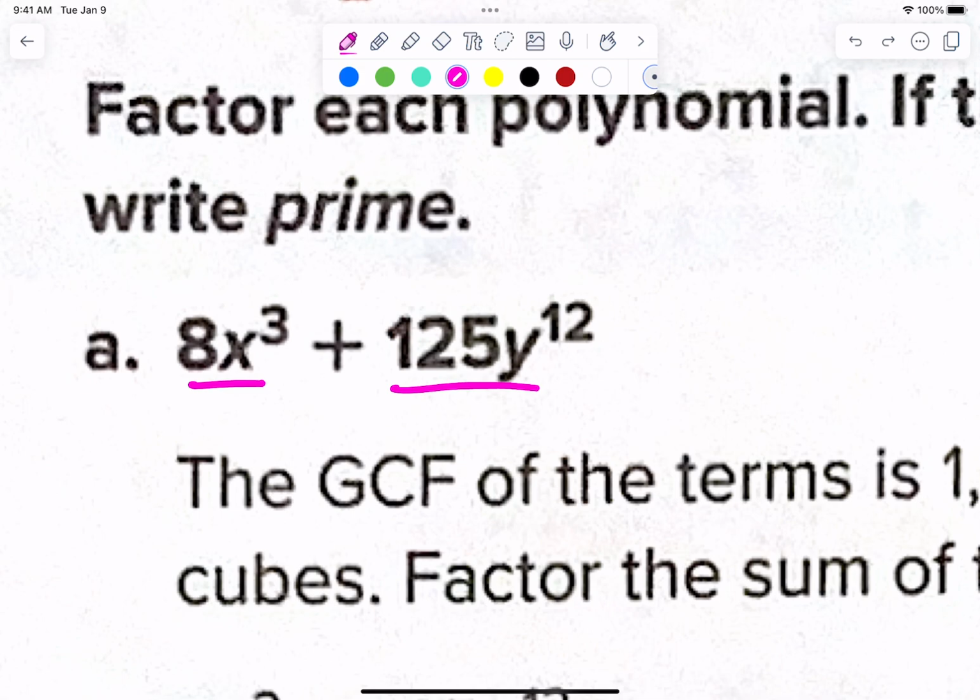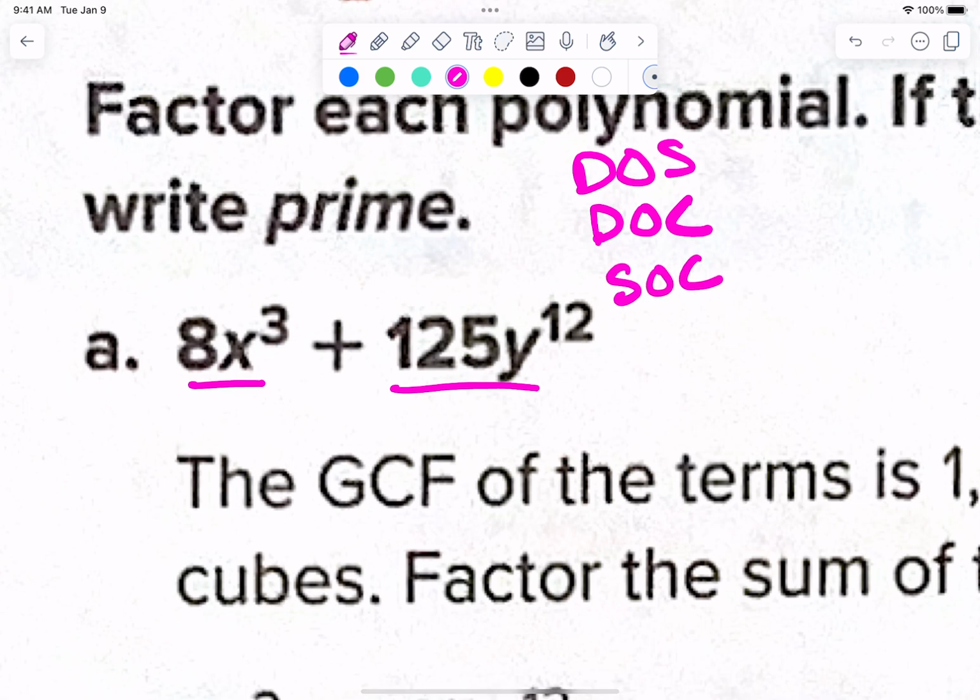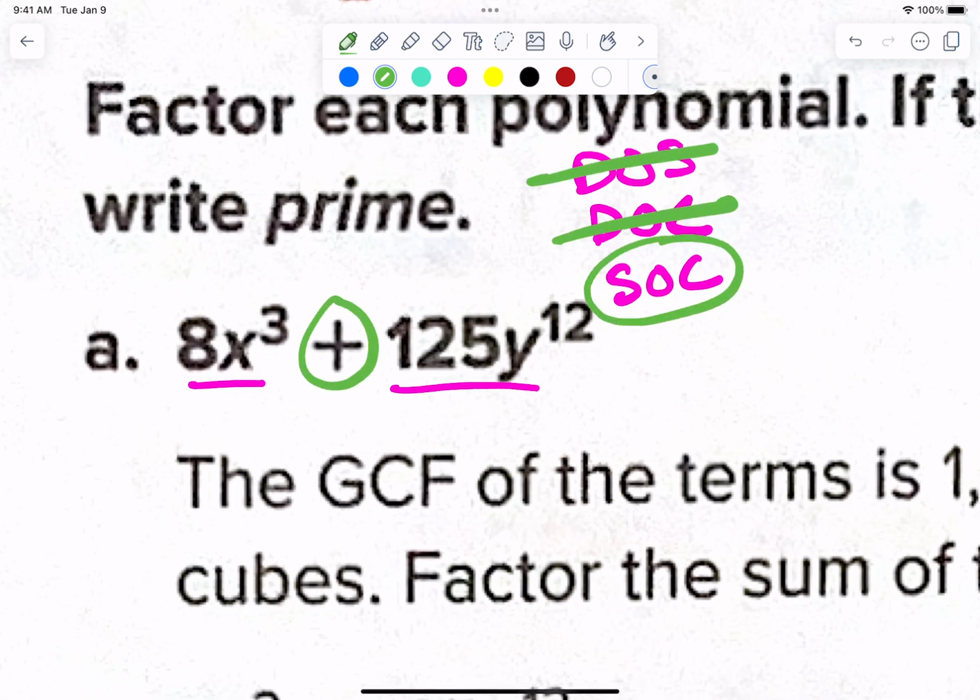So I'm looking for either this is a difference of squares, it's a difference of cubes, or it's a sum of cubes. Okay, it's not a difference because it's not minus, right? So let's look and see if it's a sum of cubes. Sum is plus, right? Can I take the cubic root of 8x cubed? Yes. What's the cubic root of 8? 2, and the cubic root of x cubed is x, right? So 2x would be your A part.